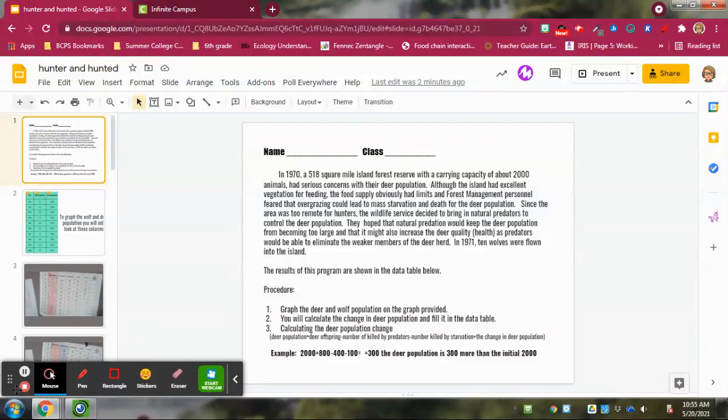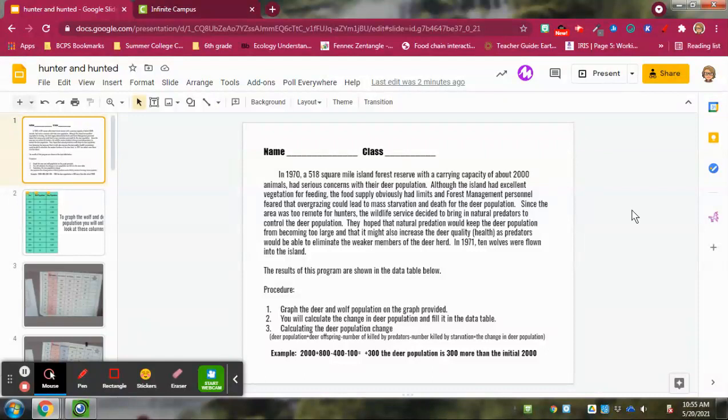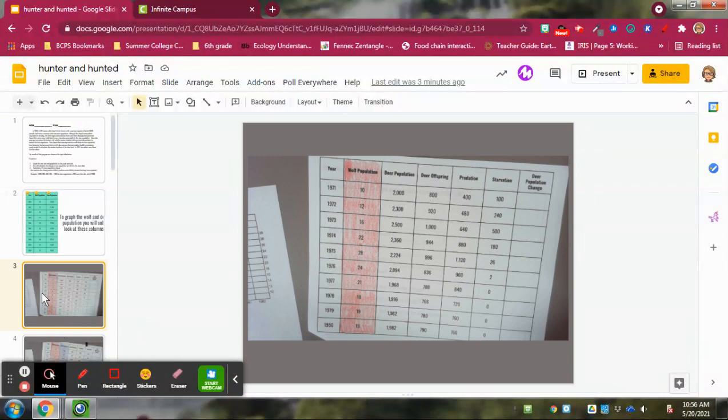Okay, so the results of the program are shown in the data table on the next page. The first thing that we're going to do is graph the deer and wolf population on the graph that I have provided. So you're going to want to pull out both of your papers. You're going to want the paper that looks like this, and then also the graph.